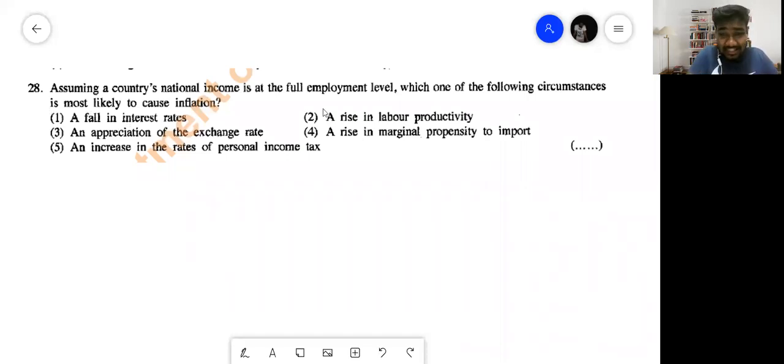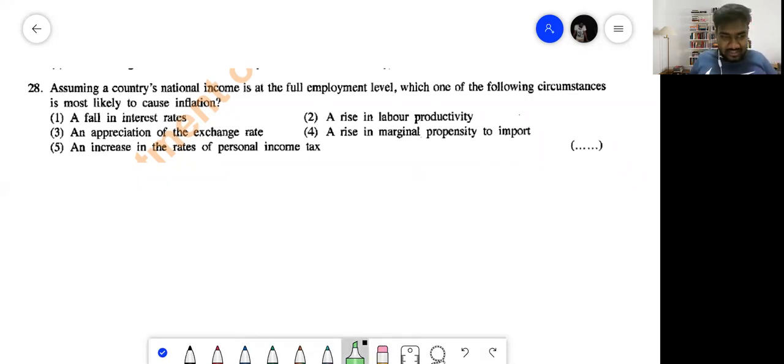Okay, question 28. Assume a country's national income is at full employment. Okay, guys, simple question, right? Which of the following circumstances is most likely to cause inflation? So which of these will cause demand pull inflation? You've kind of done this before now. When will you have demand pull inflation? When what of this happens?